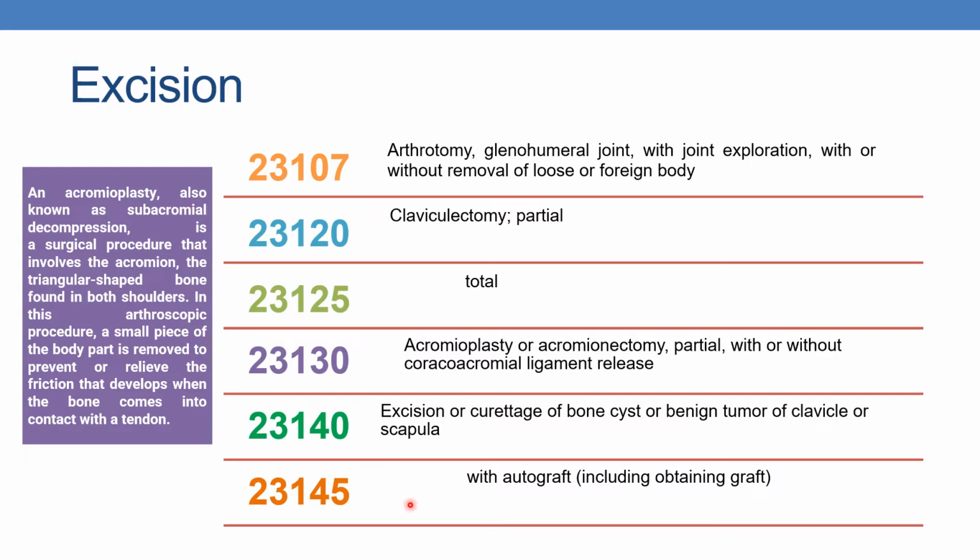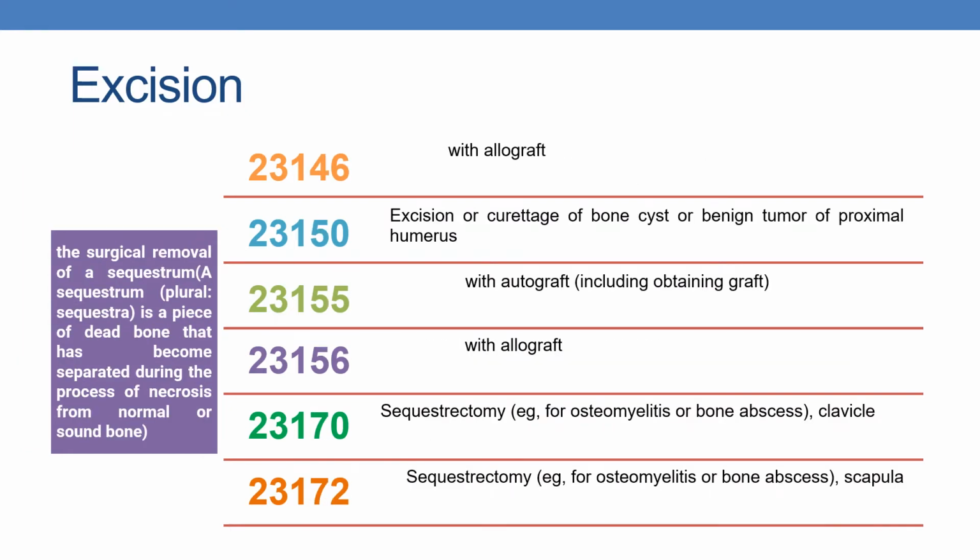Excision. Next is 23145, excision or curettage of bone cyst or benign tumor of clavicle or scapula with autograft, including obtaining graft. The next CPT is 23146, which is nothing but excision or curettage of bone cyst or benign tumor of clavicle or scapula with allograft. 23145 means with autograft, whereas 23146 means with allograft.